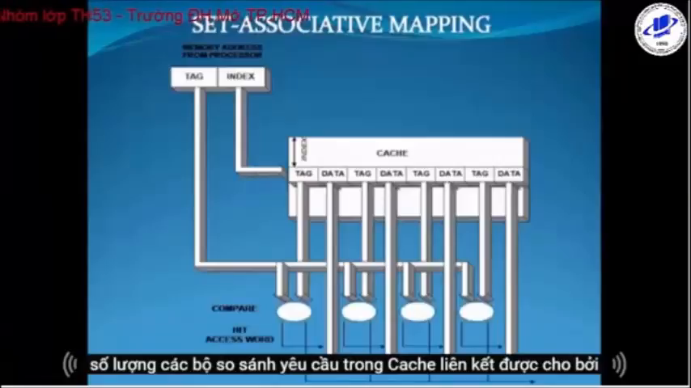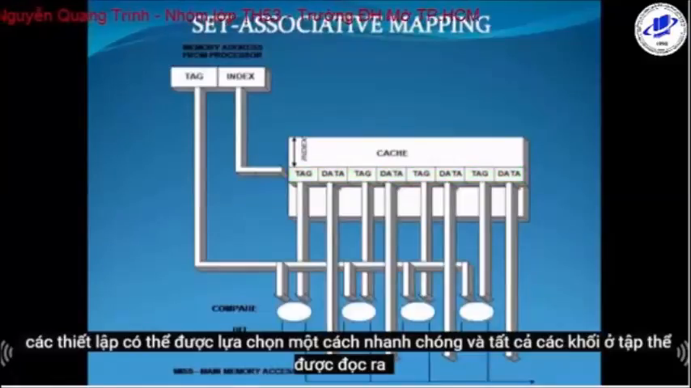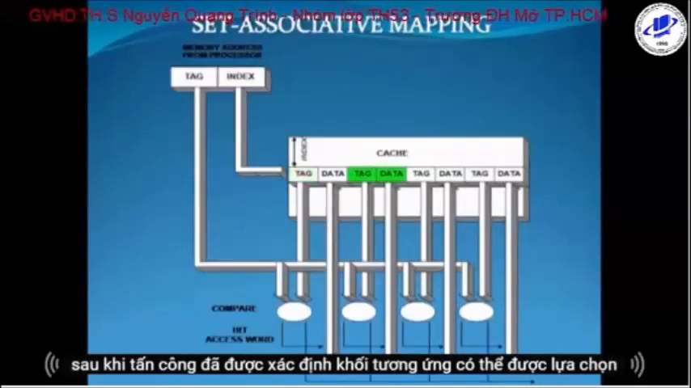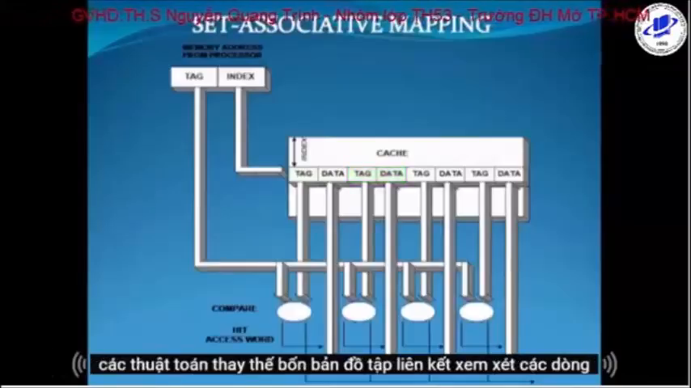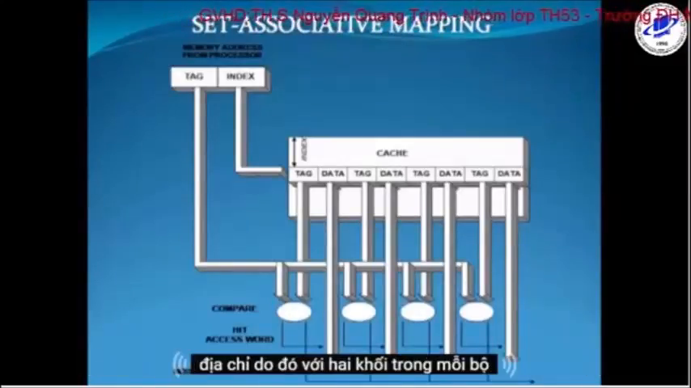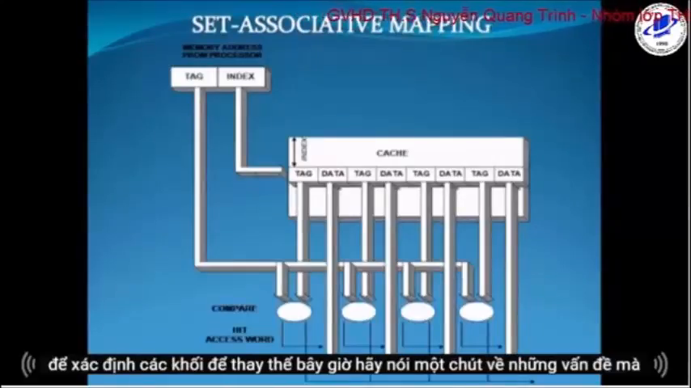The number of comparators required in the set associative cache is given by the number of blocks in a set, not the number of blocks in all, as in a fully associative memory. The set can be selected quickly, and all the blocks of the set can be read out simultaneously. After a tag has been identified, the corresponding block can be selected. The replacement algorithm for set associative mapping considers the lines in one set, as the choice of set is predetermined by the index in the address. Hence, with two blocks in each set, for example, only one additional bit is necessary in each set to identify the block to replace.